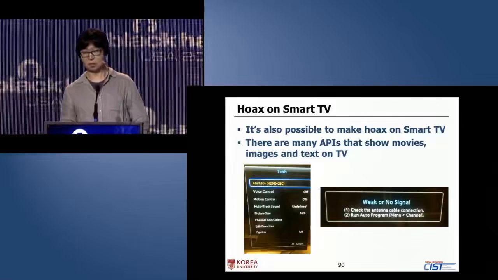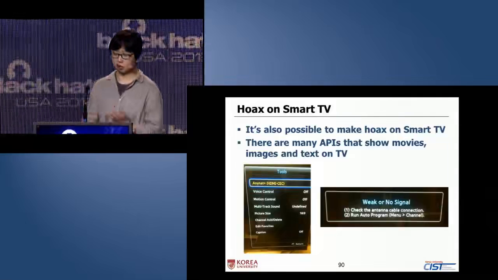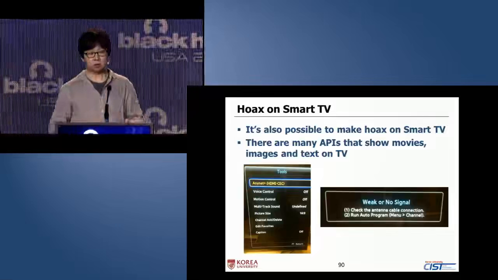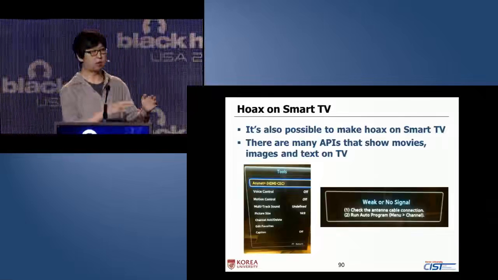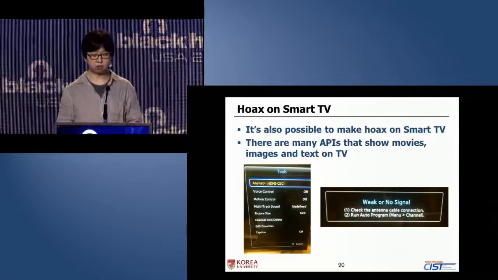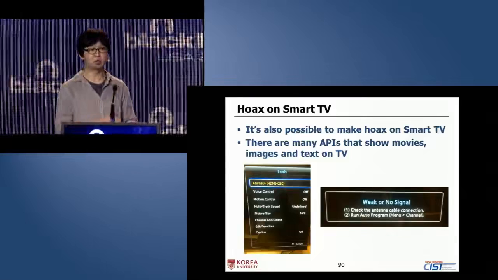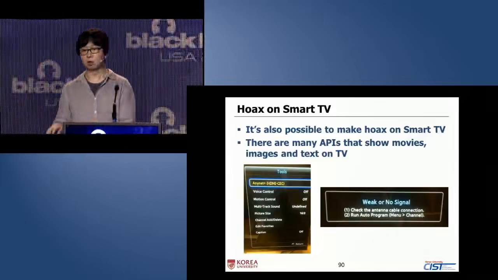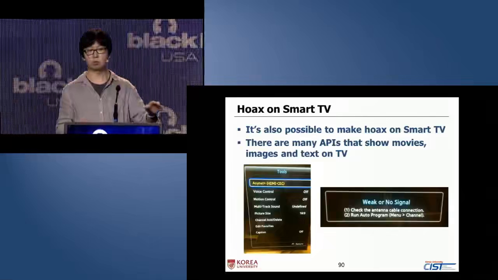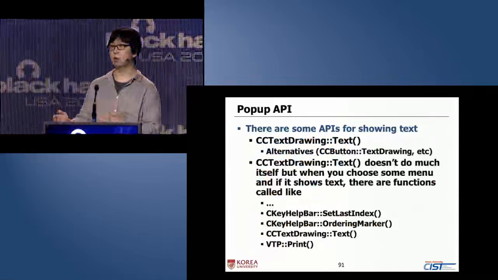So of course, it's possible to show some text, I mean, to make a hoax on a smart TV. As you see, there are many APIs from the vendor, and using those APIs you could show text, movies, images, music, everything. But you cannot use those APIs because they cannot run in the background, so the users wouldn't know if some malicious program is running. So I had to make it on a low level.